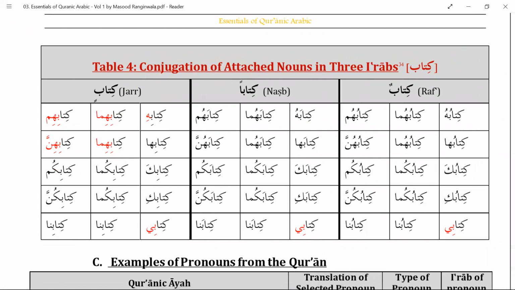The detached pronoun chart will be in rafa. But here the case which is mentioned is the noun itself. When you're attaching at the end of a noun, the noun can be in any of the three forms. Like kitabun is rafa, kitaban is nasb, and kitabin is jar.